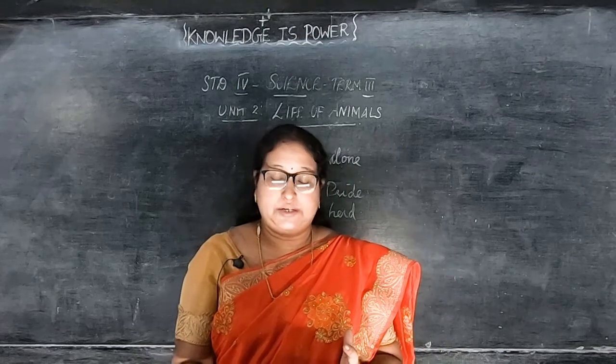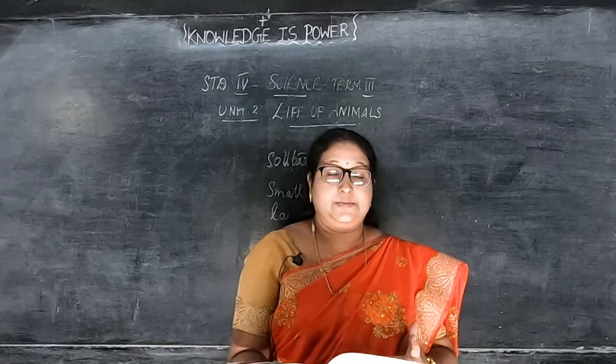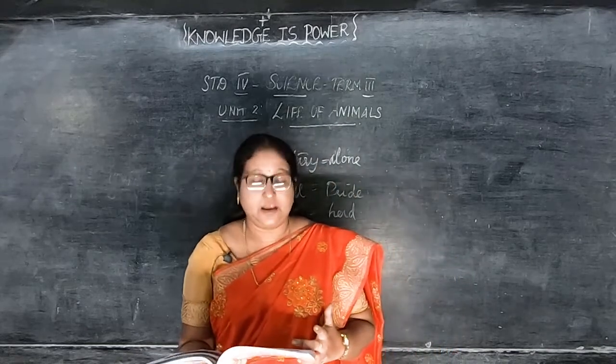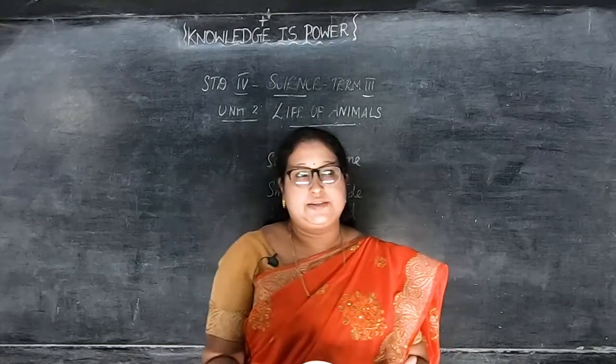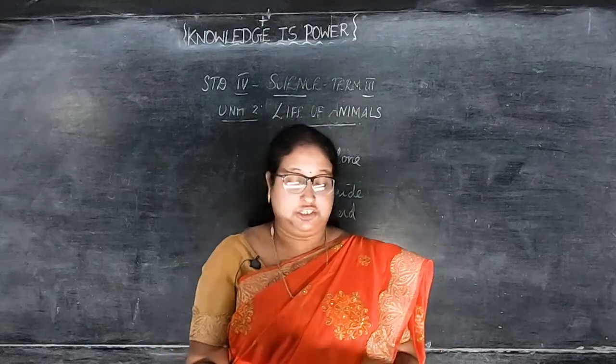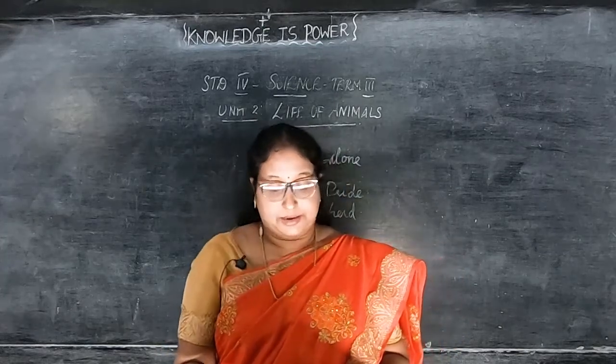There are few male bees called drones and there are hundreds of female bees. Many female bees are there. Those are called worker bees. They come in an order, that is hierarchy. Then nesting behavior in birds.